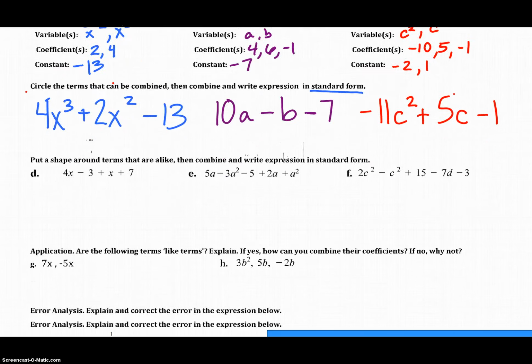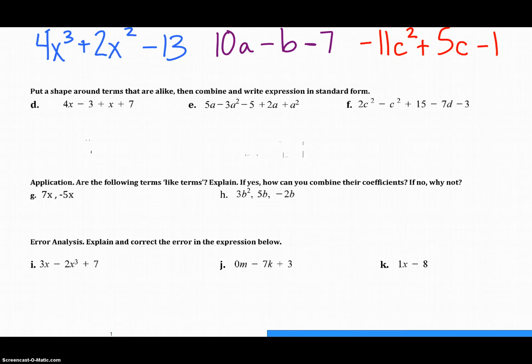So this next section, we're going to put a shape around the terms that are alike and combine and write the expression in standard form. I like using boxes, and I also like putting ones in front of my plain variables. So I have 4x plus 1x, and I'm going to combine those first because in standard form, we always put the variables first, followed by the constants at the end.